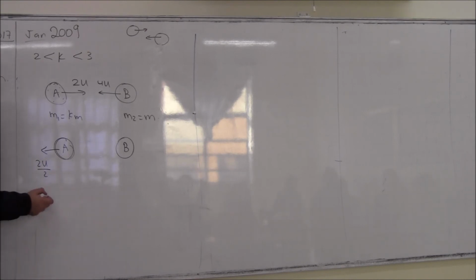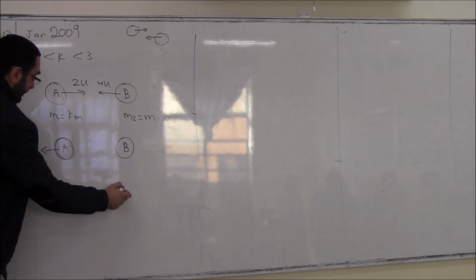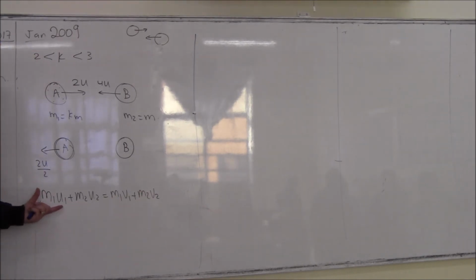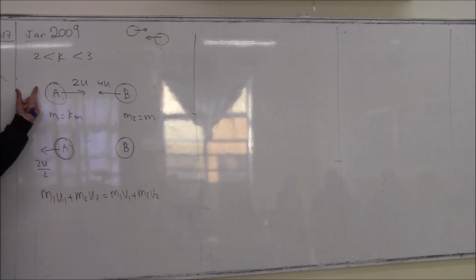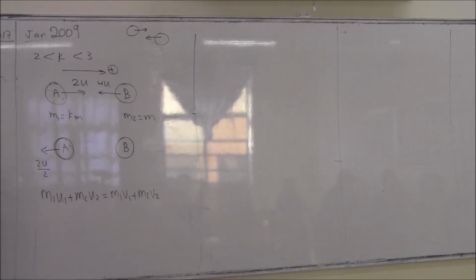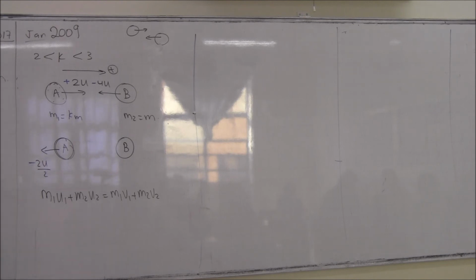What I have to use is M1U1 plus M2U2 equals M1V1 plus M2V2. This is the conservation of momentum. Again, the sum of momentum before equals the sum of momentum after. Here we have to consider this as usual positive. If we consider this as a positive direction, this is positive, this is negative, and this is negative. This is an important point.